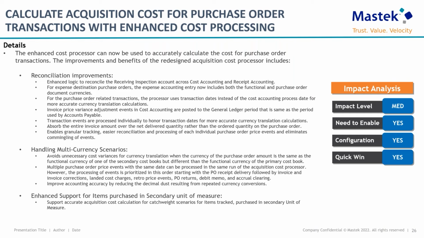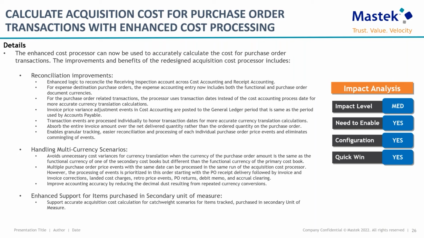Invoice price variance adjustment events in cost accounting are posted to the general ledger period that is the same as the period used by accounts payables. Transaction events are processed individually to honor transaction dates for more accurate currency translation calculation. Absorb the entire invoice amount over the net delivered quantity rather than the order quantity on a purchase order. Enables granular tracking, easier reconciliation and processing of each individual purchase order price event, and eliminates commingling of events.